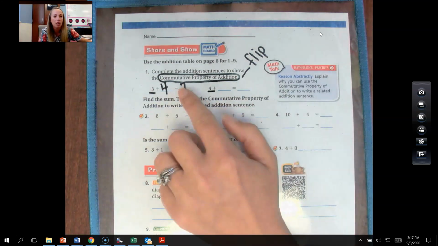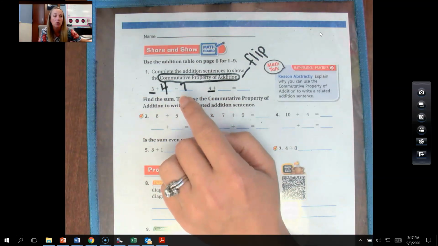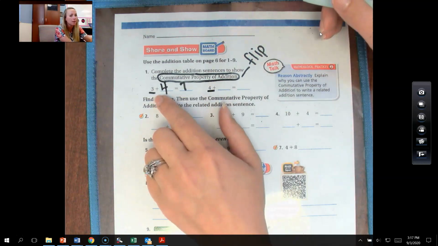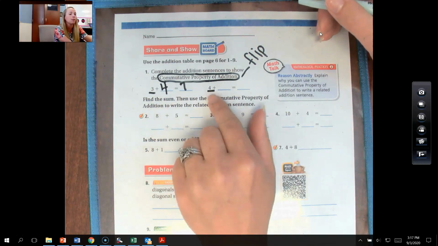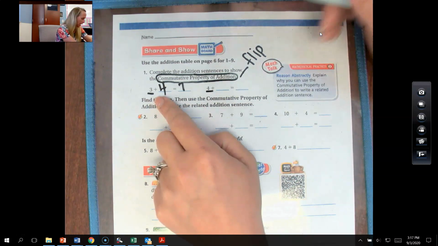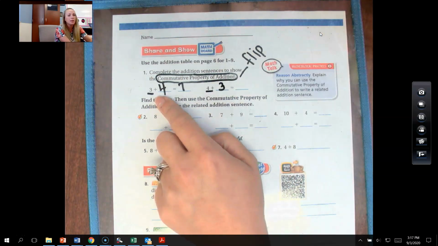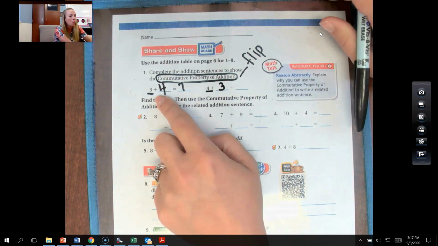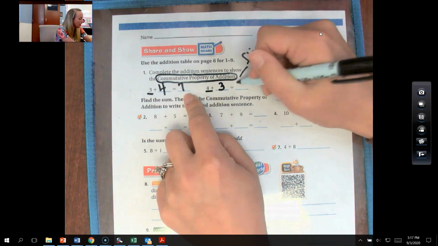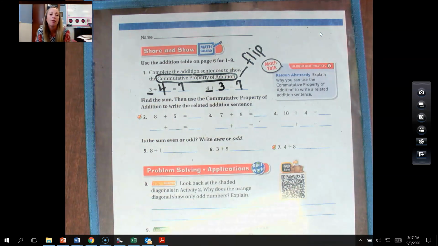Well, if I'm to show the commutative property or to flip-flop my numbers, I must use the same numbers given. They've already given me a 4. Well, what is missing? The 3. 4 plus 3. Well, what is 4 plus 3? 4 plus 3 equals 7. I am showing that 3 plus 4 is the same as 4 plus 3. That is the commutative property.